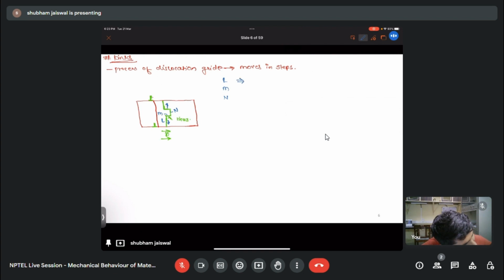If we see the sections L, M, and N: in L, the Burgers vector is perpendicular to the line vector. In M, this is the direction of the line vector, and it is parallel to the line vector. And here it has the Burgers vector perpendicular to the line vector. So here it will have edge character, then screw character, and then edge character. In general, we can say that a kink has both edge and screw character.